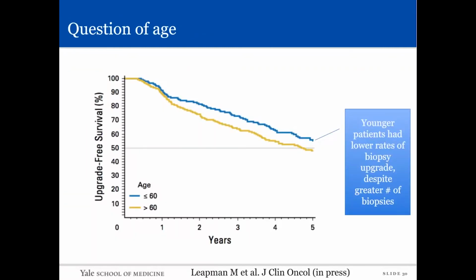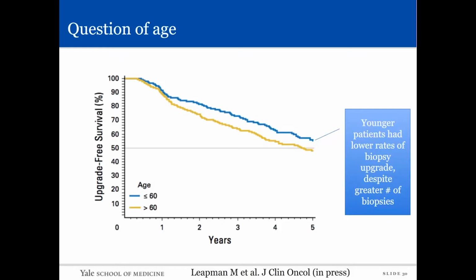So this is data from UCSF, which is in press, looking at the role of patient age on outcome during surveillance. This is a data set of 1,400 patients, and interestingly, younger patient age was independently associated with a decreased risk of biopsy progression. And that's stratified at 60 years, but also exists on a continuous basis.